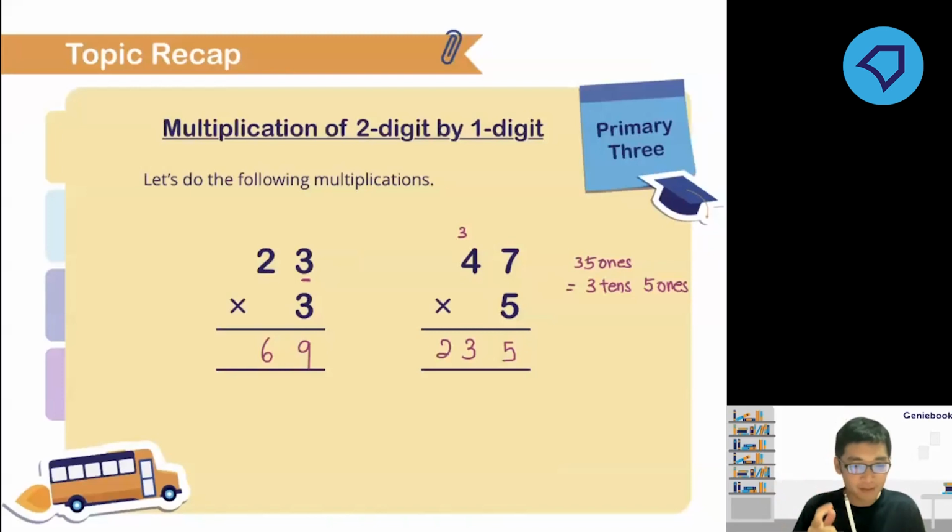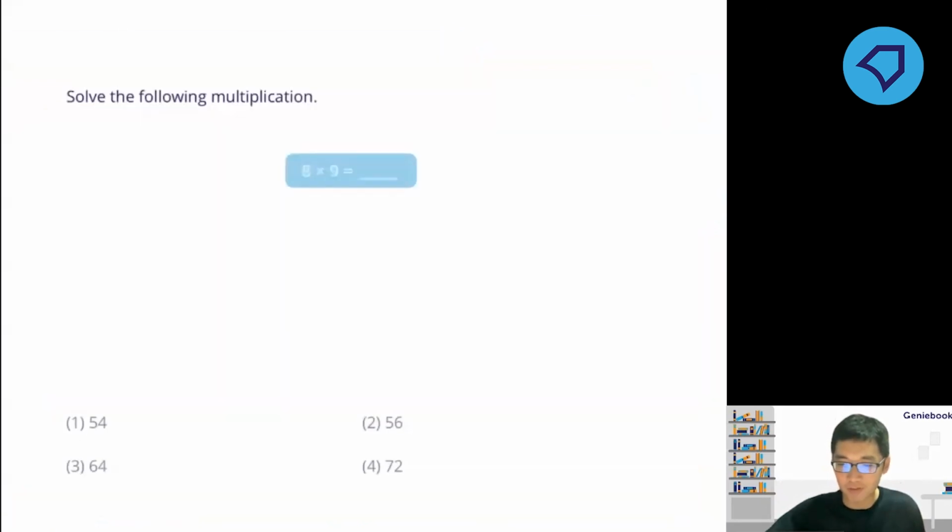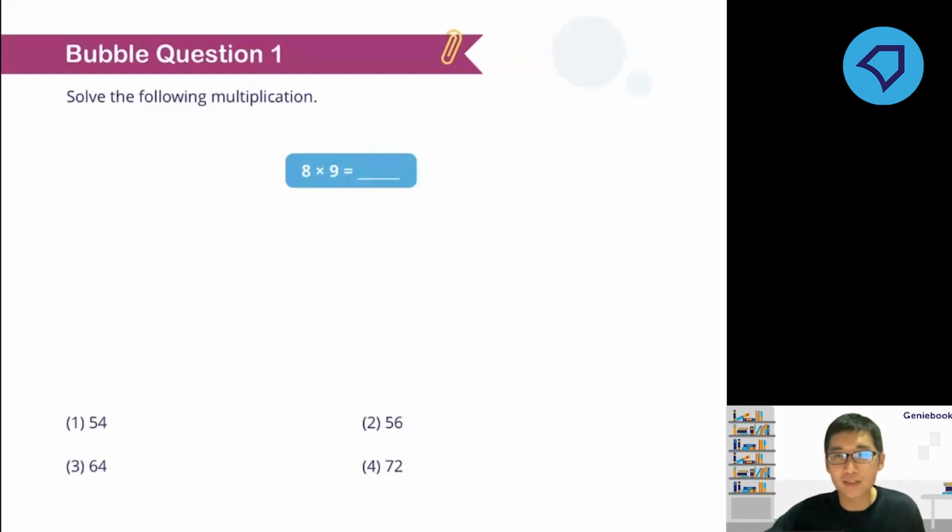Okay, so with that, let's have our bubble questions. Are you guys ready for your bubble questions? Yes. All right, so here is your first one. Very simple. You all should get 100% correct. I would expect no one to get this wrong. So here goes your first question, and you have 30 seconds only, and your time begins now.